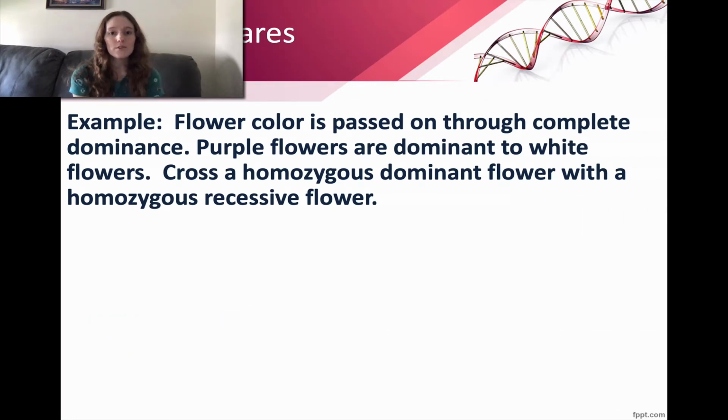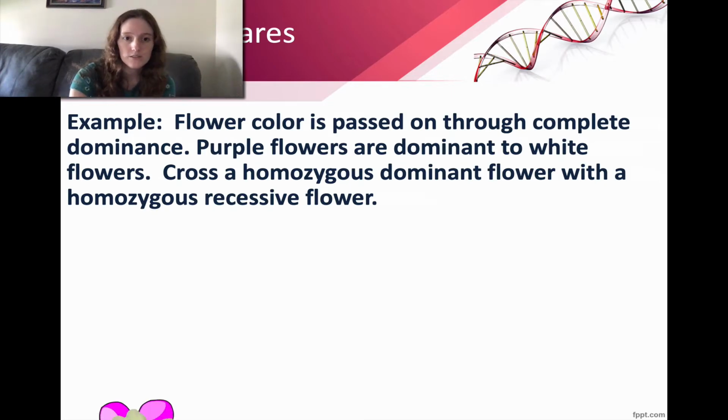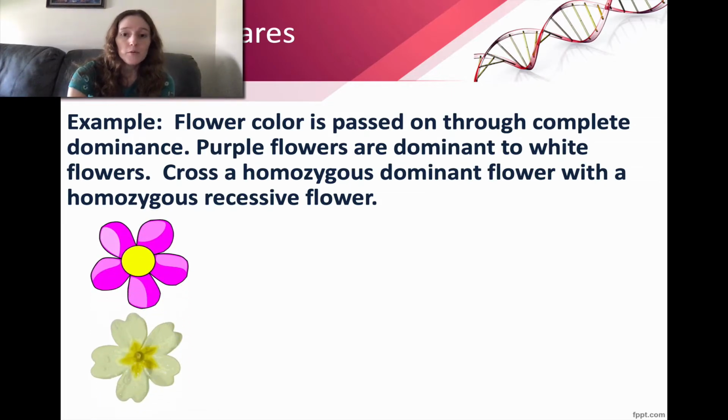So for example, if we're looking at flower color, it's passed on through complete dominance. That means you have two completely separate traits. You can definitely tell that one is purple and one is white. So we're crossing a homozygous dominant flower with a homozygous recessive flower. In the problem, I tell you what is dominant and what is recessive. So we have our purple flower and our white flower.